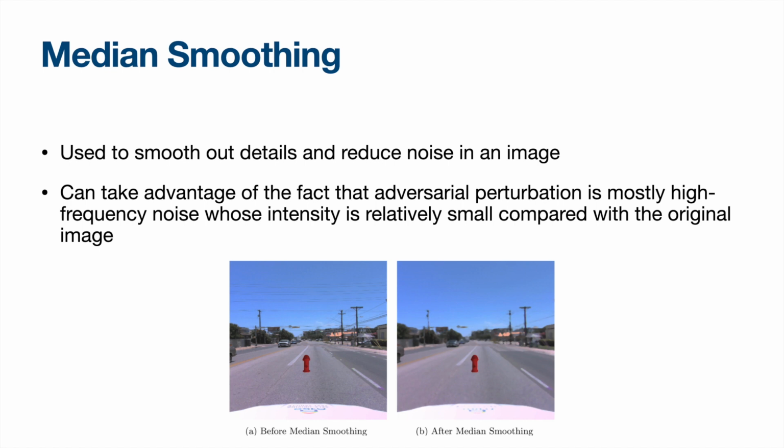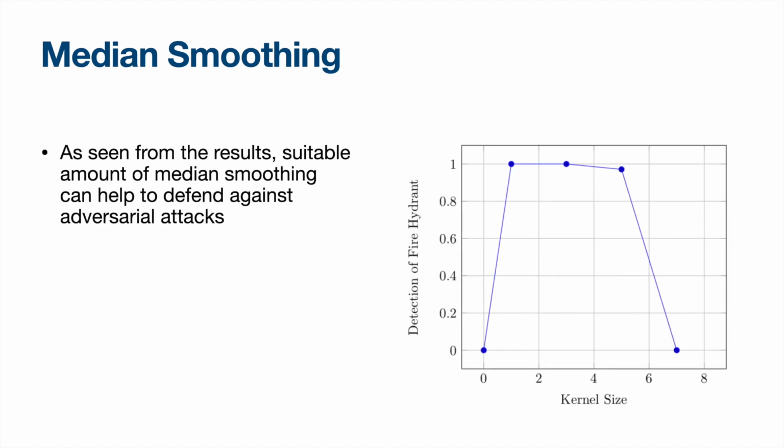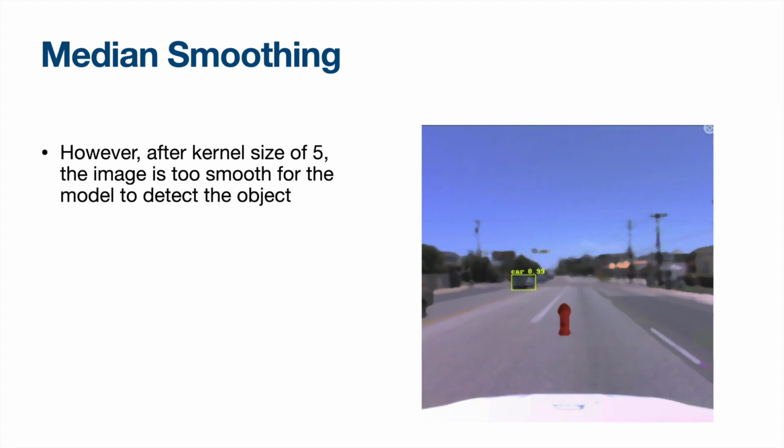Even though it might affect the accuracy of the classification, it is still commonly used as a defense against adversarial attacks. As seen from the results, a suitable amount of median smoothing can help to defend against adversarial attacks. However, after a threshold of 5, the image is too smooth for the model to detect the fire hydrant.